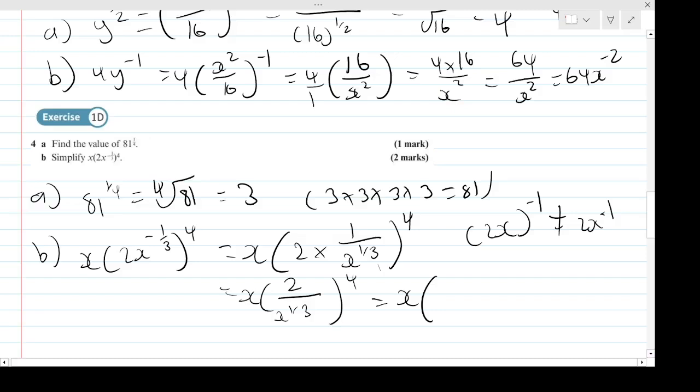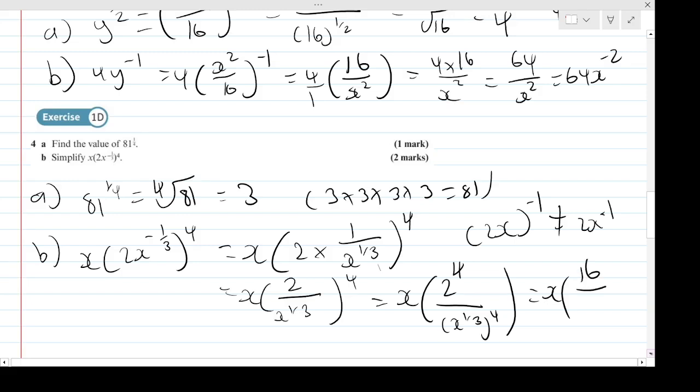Okay, so 2 over x to the third, all to the 4. So the fourth power has been applied to everything inside the bracket, so the fraction inside. Well, again, we can spread the power of 4 to the top and the bottom separately. So 2 raised to the power 4, and x to the third, all raised to the power 4. Well, then we can evaluate this, can't we? Because 2 to the 4 is going to be 2 times 2 times 2 times 2. Well, that's going to be 16. Okay.